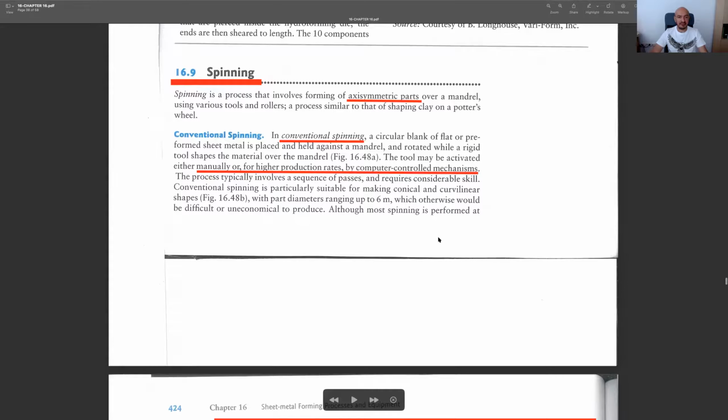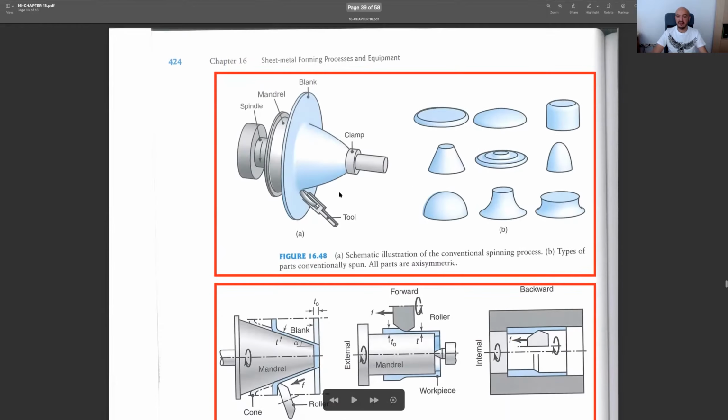Then we have the spinning process. This is a bit different process than the other ones. As the name implies, we need to be just spinning our sheet metal. And with the help of this process, we can only obtain axisymmetric parts. You can see the fundamentals here. What we do, we again start with a circular blank material. We place it in between the mandrel and the clamp. And obviously, this mandrel is connected to a spindle, which is moving at some speed.